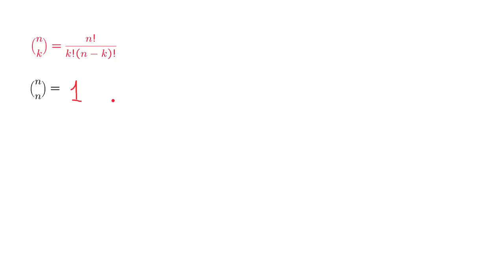Let's check it with the formula. The formula gives us n factorial divided by n factorial, and then since k is equal to n, here we get 0 factorial. Is this correct? Well, it becomes correct as long as we adopt the convention that 0 factorial is equal to 1. We're going to adopt this convention and keep it throughout this course.